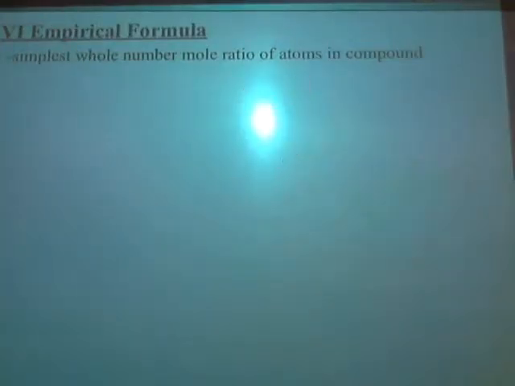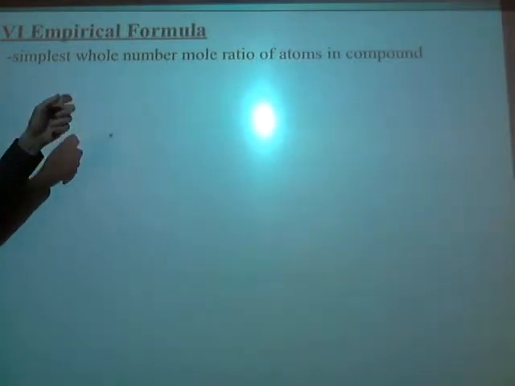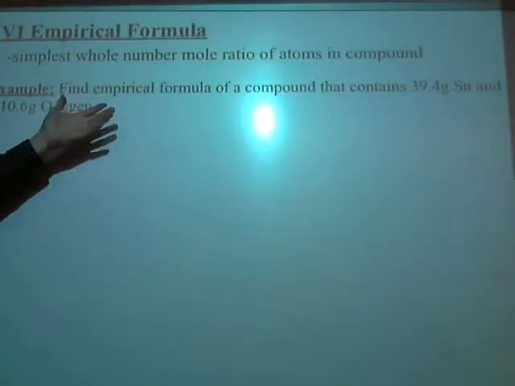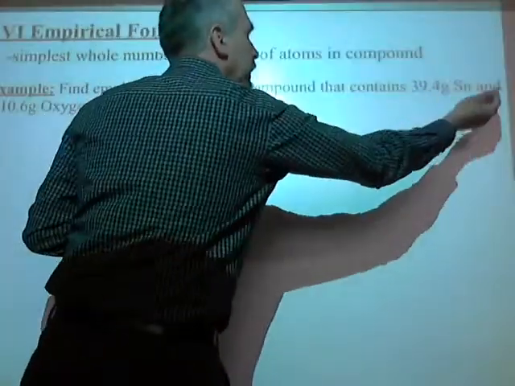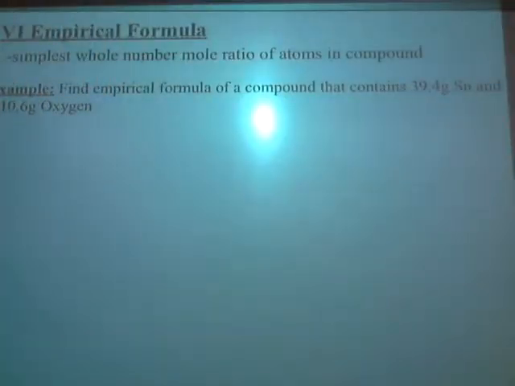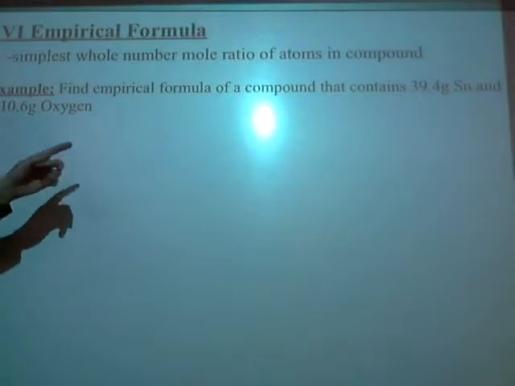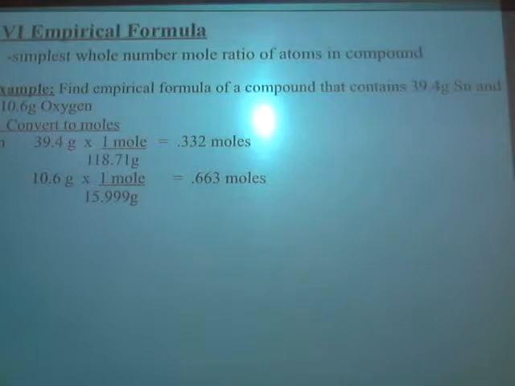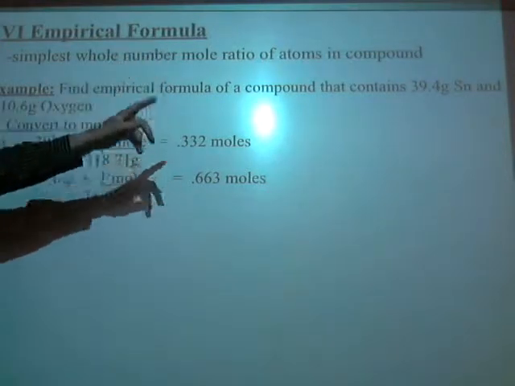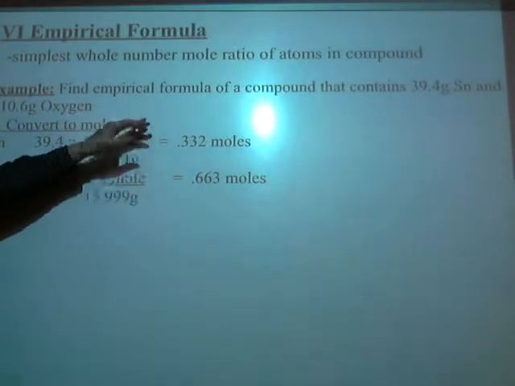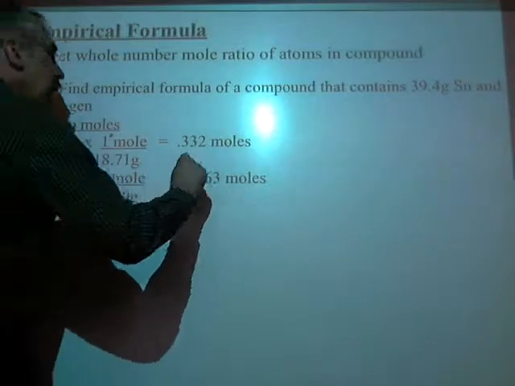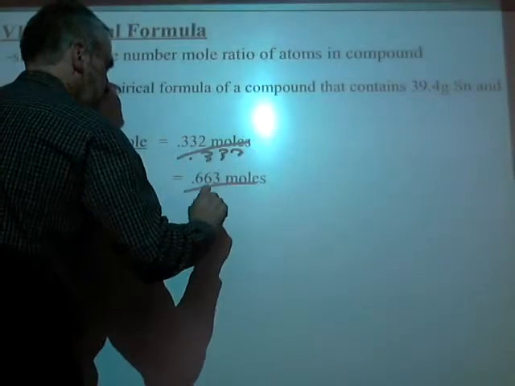The hard part is, if a question asks you, can you calculate the empirical formula given information? You don't have to copy this, it's all done for you. Given information like this: a compound is made up of 39 grams of tin and 10 grams of oxygen. What must this formula be? Well, all you would have to do is convert them both to moles, because we want the mole ratio, right? Convert tin to moles: 39 grams divided by the atomic mass, grams on the bottom, moles on top. For oxygen you get 0.332 moles, and then you simply divide by the smaller of the two numbers.